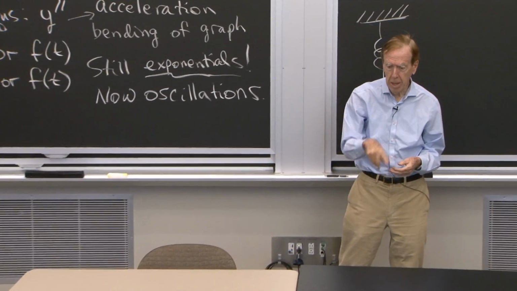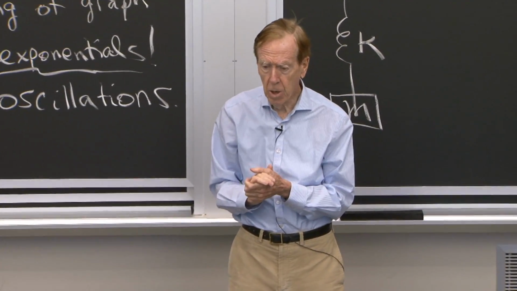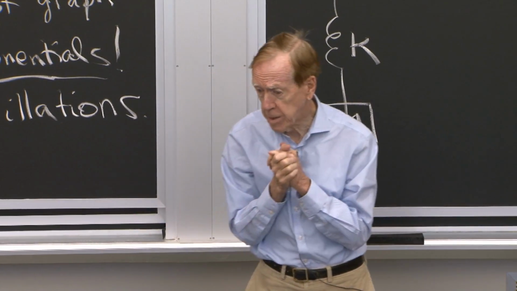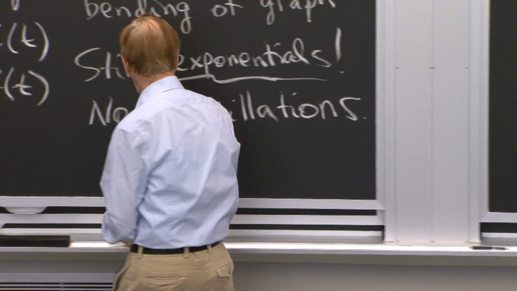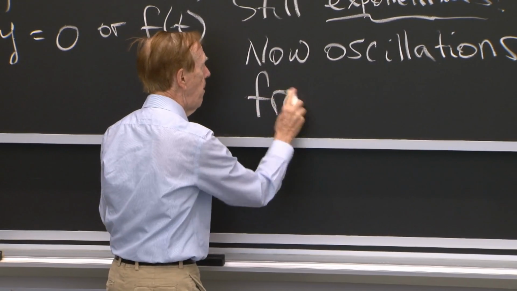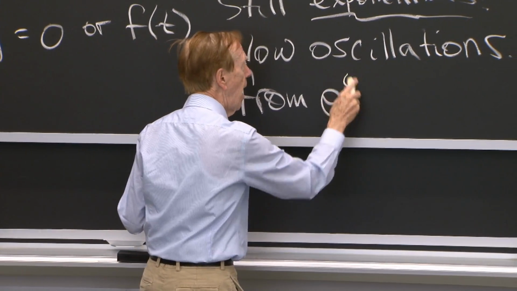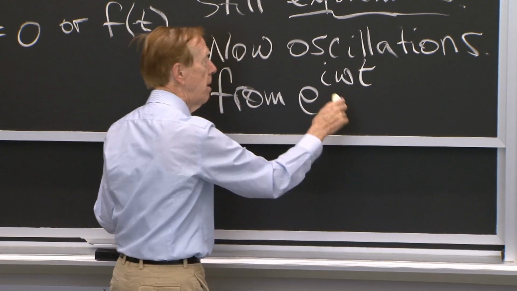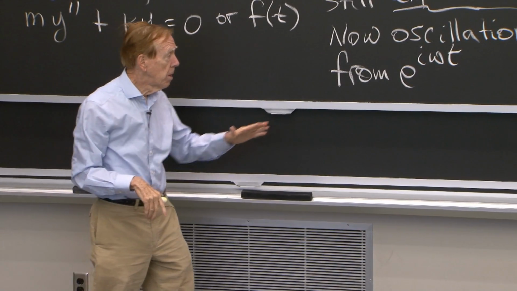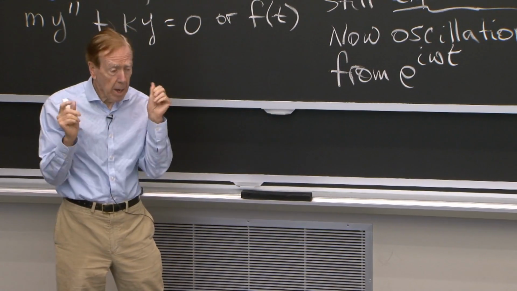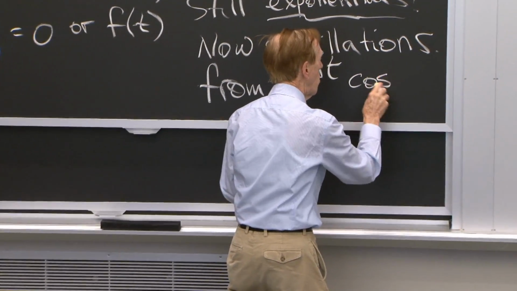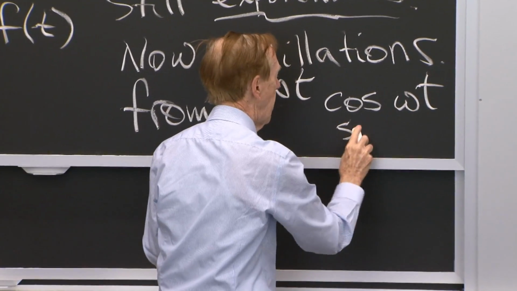Harmonic motion, you call it, sines and cosines. And sines and cosines connect to complex exponentials. So instead of e to the at, now oscillations are going to be coming from e to the i omega t. In other words, instead of an a, we're going to have an i omega. Or, if we like to stay real, we can stay with cosine and sine.